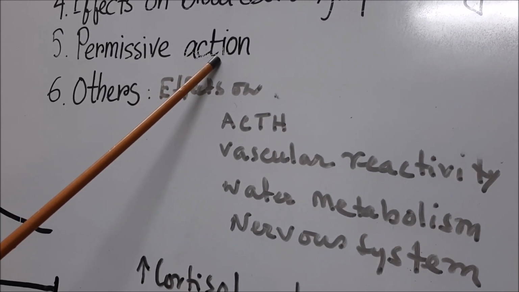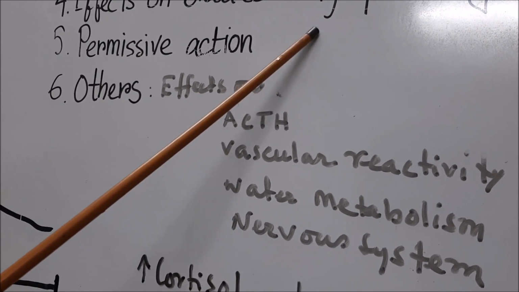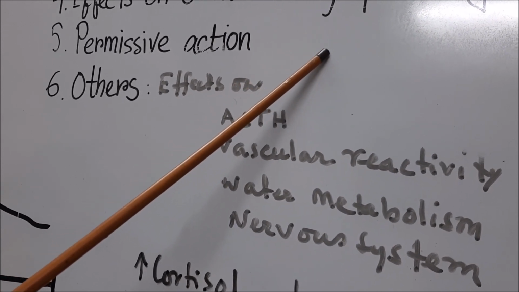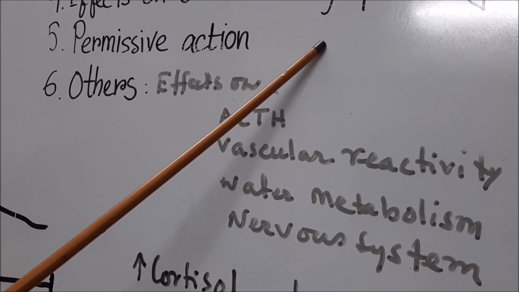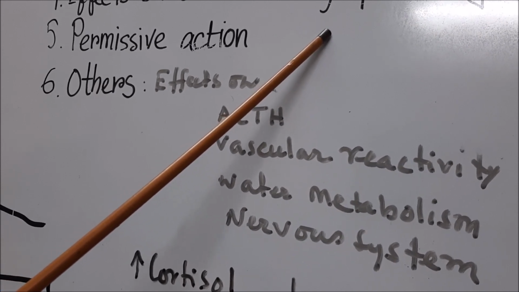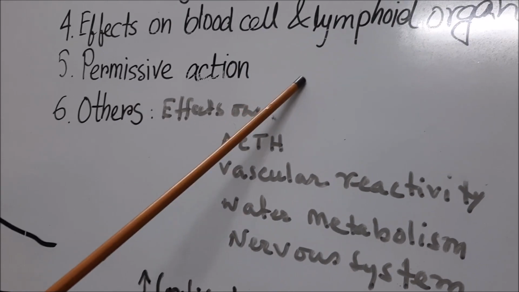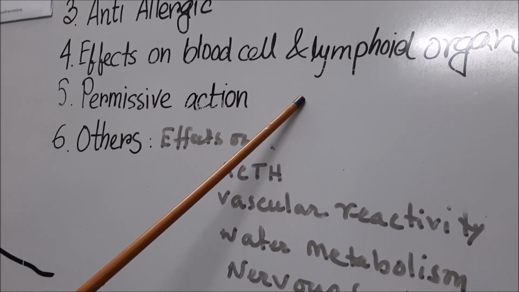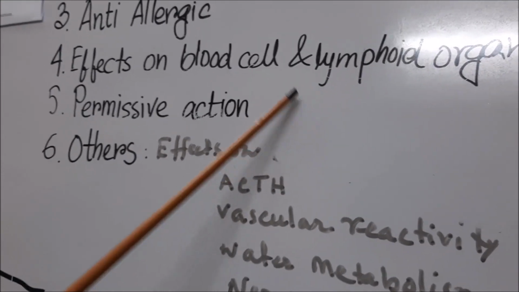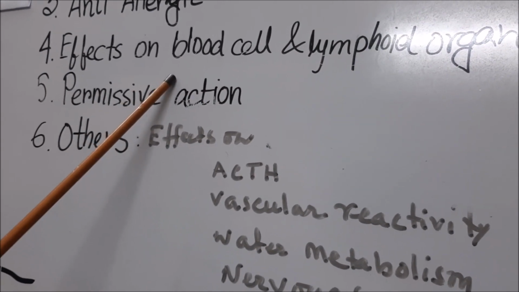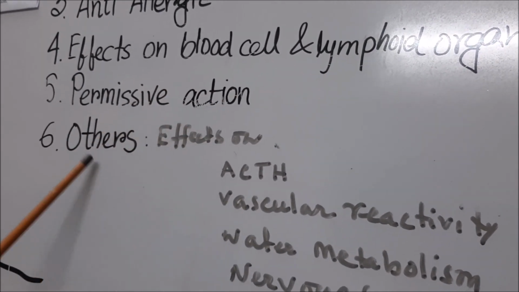It has a lipolytic function, a vascular response, and it will increase dilatation of the bronchi. These are all actions performed by epinephrine that at least need some glucocorticoids. This is the permissive action. Other actions.